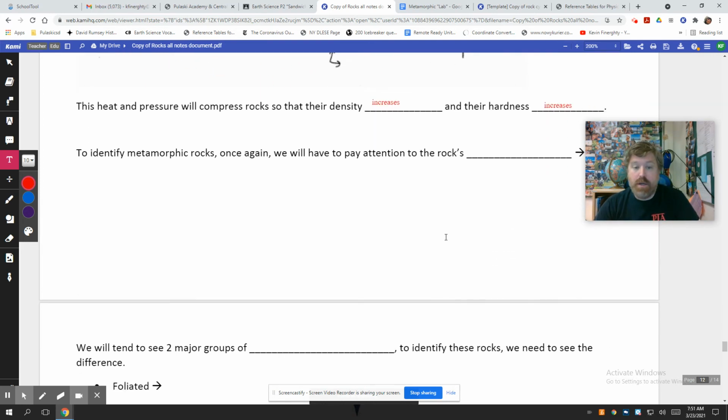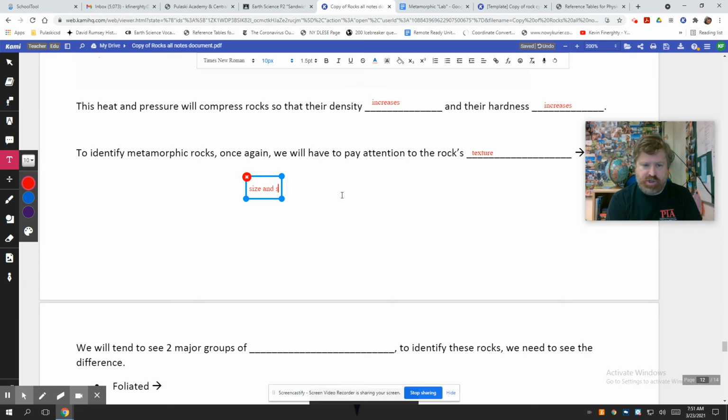All right. To identify metamorphic rocks, once again, we will have to pay attention to the rock's texture. Now, if I were to ask you right now today, what am I talking about when I say a rock's texture? And if you are in your head saying, well, that's how the rock feels, if it's rough or smooth, unfortunately, you're wrong. What the rock's texture refers to is the size and shape of grains in the rock.